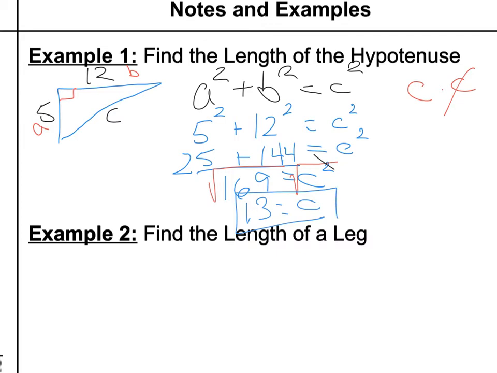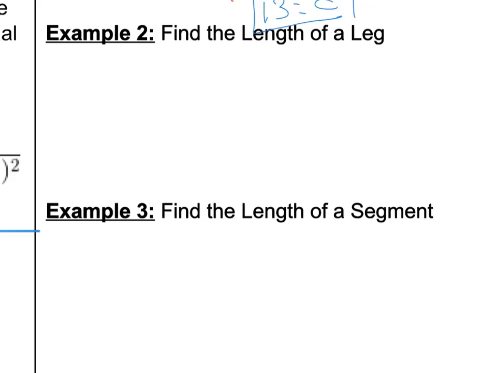So the length of side C up here is 13 units. That's how we find the hypotenuse. Again, we just plug in values, square them, add them together, and then take the square root so that you get rid of that second power. Okay, for your next example, we want to figure out a leg.